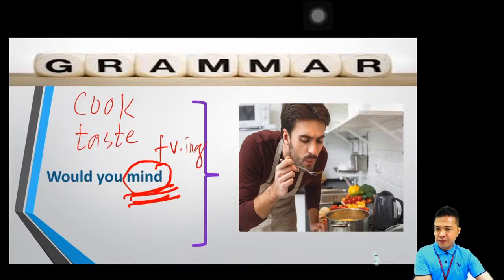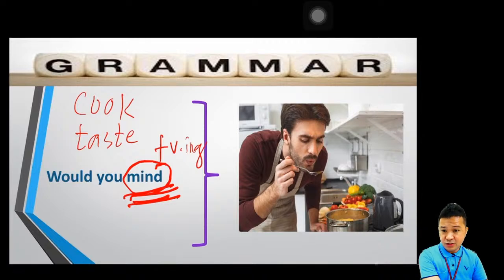Okay, from number 4, room A. It's all in capital letters. Would you mind cooking my food? Okay. Would you mind cooking? It's not my food. Would you mind cooking food for me instead of my food? Would you mind cooking food for me? That's the correct sentence structure.